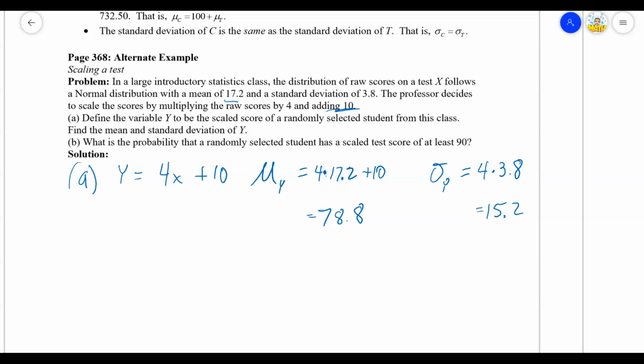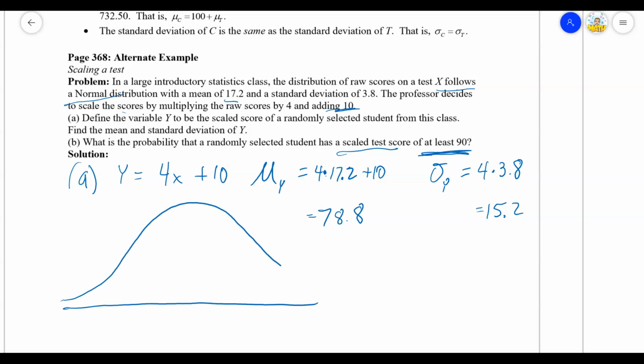So now they want to know what's the probability that a randomly selected student has a scaled test score of at least a 90. Well, luckily they told us that it follows a normal distribution, so immediately we can draw our normal curve. And these are our scaled scores. Remember, it's still going to have the same shape. If it was originally normally distributed, it will still have a normal distribution. The difference here is that 78.8 will live in the middle of this instead of 17.2. And now it makes sense to talk about someone who's scoring at least a 90. That's a 90 or above.